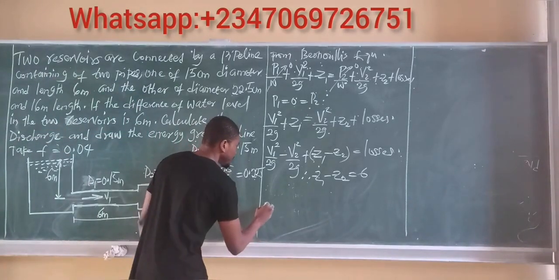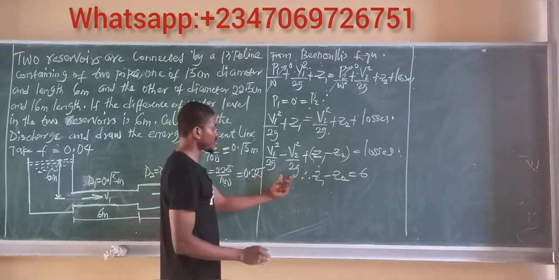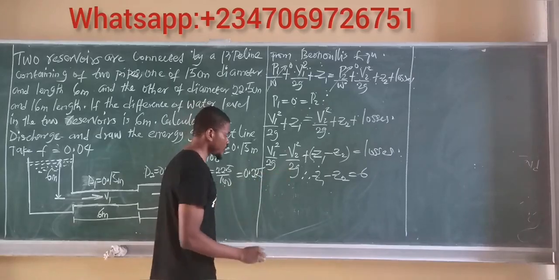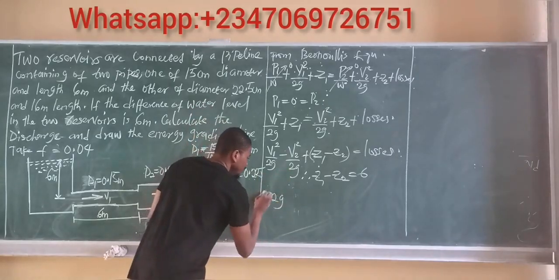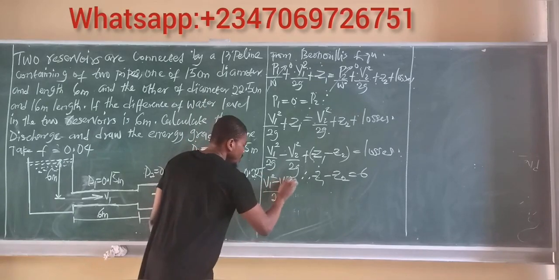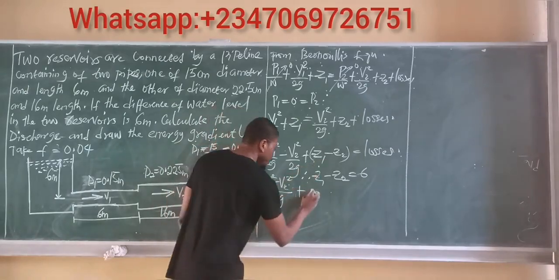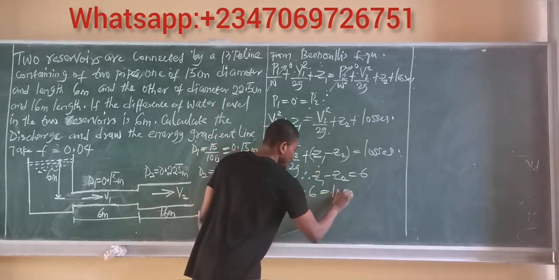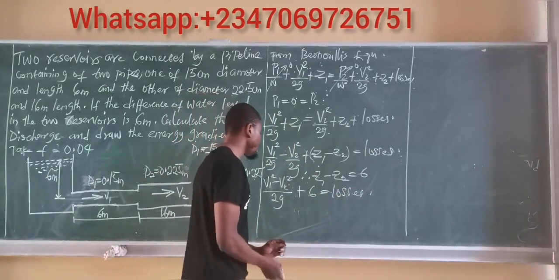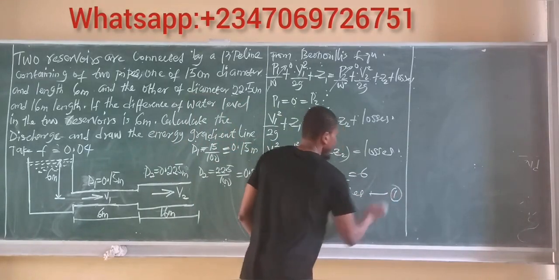Also, from here you can take the LCM, which is 2G. So you simply have V1 all squared minus V2 all squared plus, in place of Z1 minus Z2, we simply have 6, and this is equal to all the losses. So our aim now is to find the values of all the losses. Let's call this equation 1.